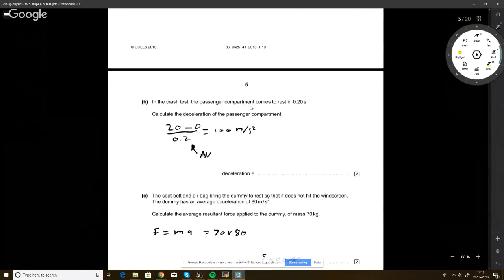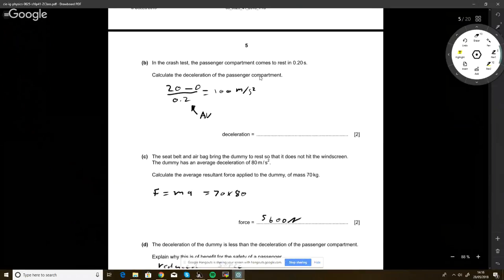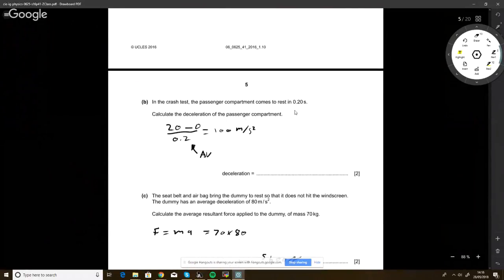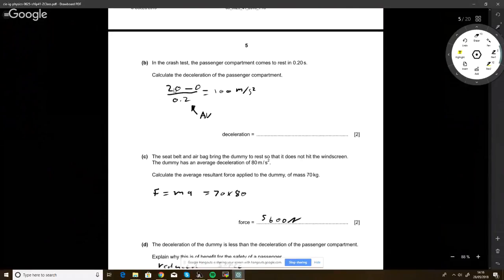In the crash, the passenger compartment comes to rest in 0.2 seconds. Calculate the deceleration of the passenger. Okay, so we know it goes from 20 to 0 in 0.2 seconds. So we just say 20, well, minus 0 if you want to put that in there, all divided by 0.2, and we get about 100 meters per second squared.